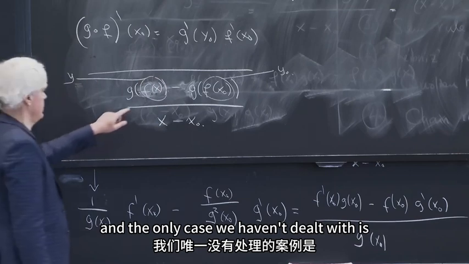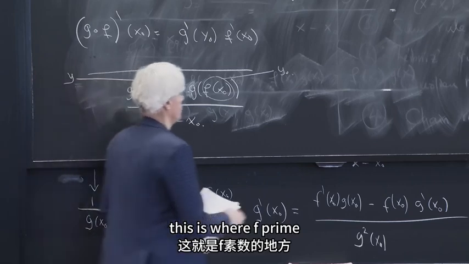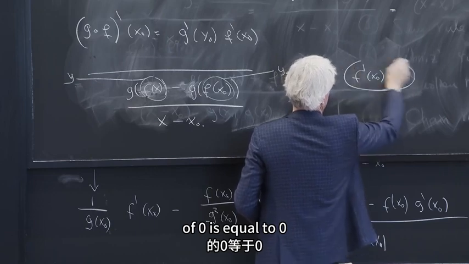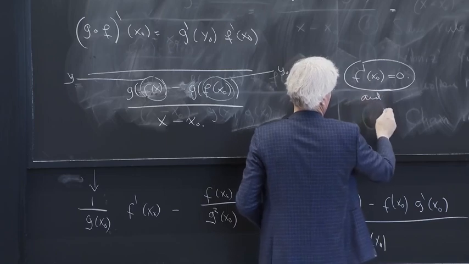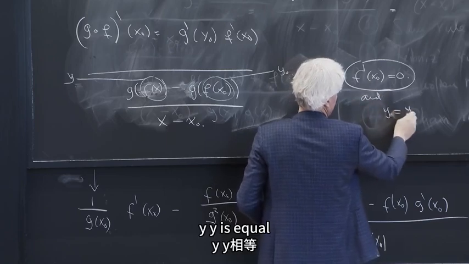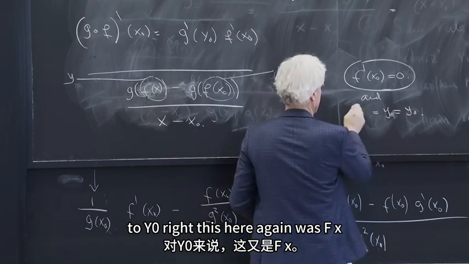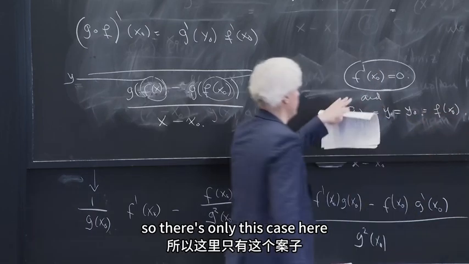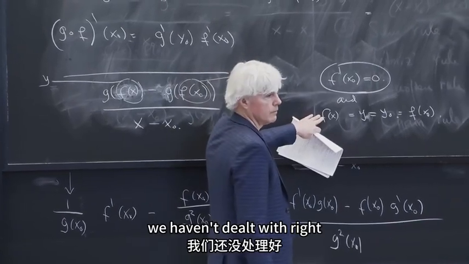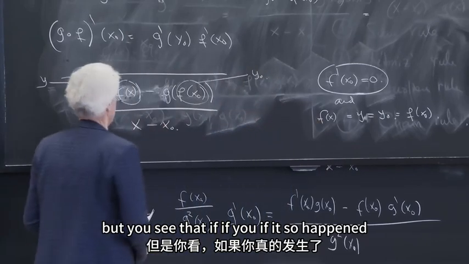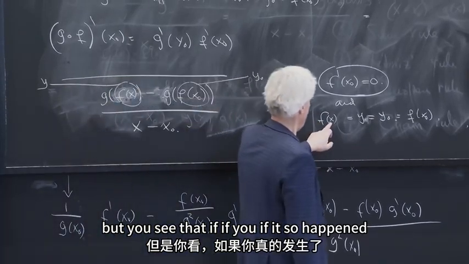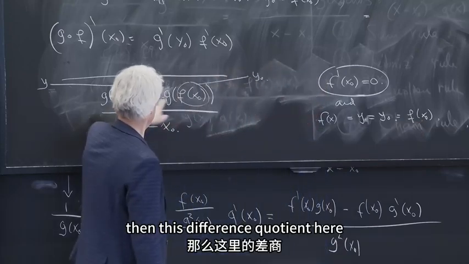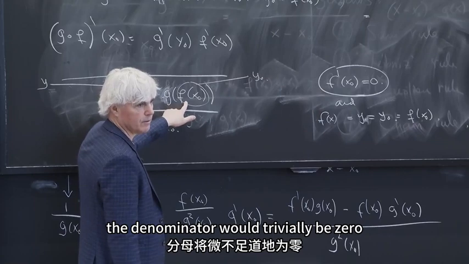And the only case we haven't dealt with is where f prime of x0 is equal to 0 and y is equal to y0, right? This here again was f of x, and this here was equal to f of x0. So only this case here we haven't dealt with, right? But you see that if it so happened that f of x was equal to f of x0, then this difference quotient here, the denominator would trivially be 0, right?